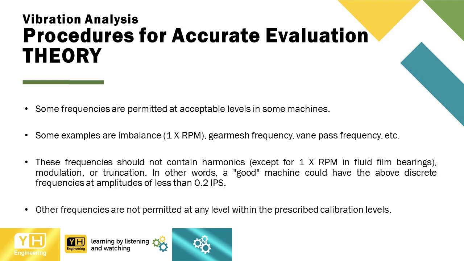Some frequencies are permitted at acceptable levels in some machines. Some examples are imbalance or one-times RPM, gear mesh frequency, vane pass frequency, etc. These frequencies should not contain harmonics, except for one-times RPM in fluid film bearings, modulation, or truncation. In other words, a good machine could have the above discrete frequencies at amplitudes of less than 0.2 inch per second. Other frequencies are not permitted at any level within the prescribed calibration levels.